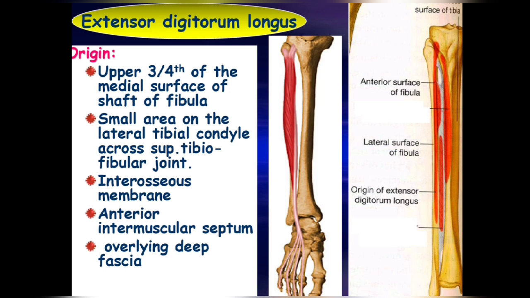Next muscle is extensor digitorum longus. It originates from upper 3/4 of medial surface of shaft of fibula, and a small area on the lateral tibial condyle across superior tibiofibular joint, interosseous membrane, anterior intermuscular septum, and overlying deep fascia.